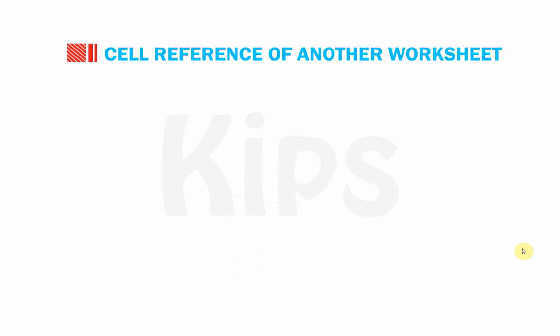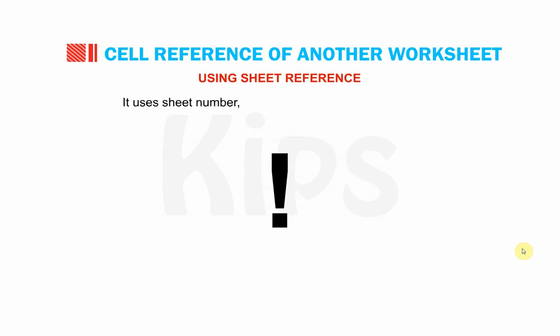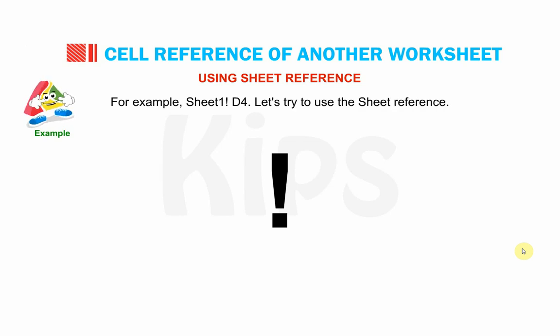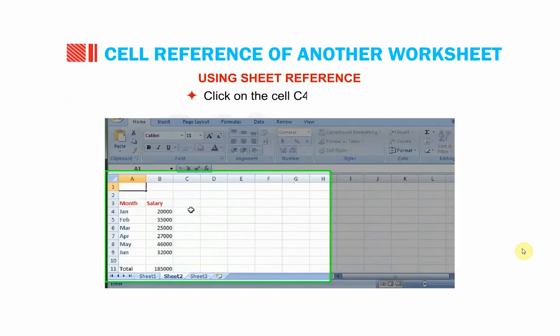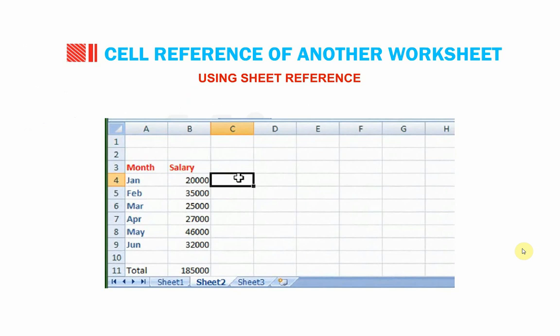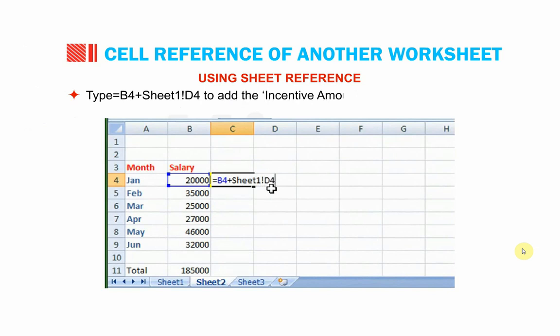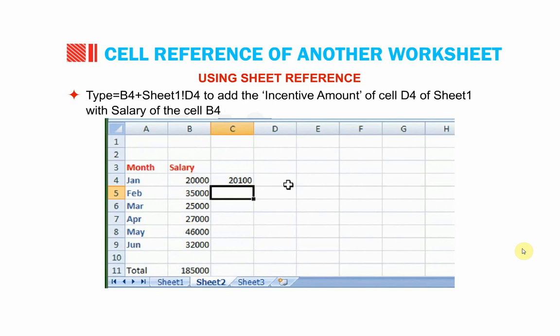The second way is by using sheet reference. It uses sheet number, exclamation mark, and cell address. For example, Sheet1!D4. Let's try to use the sheet reference. Click on the cell C4 of Sheet 2. Type B4 plus Sheet1!D4 to add the incentive amount of cell D4 of Sheet 1 with the salary of the cell B4 of Sheet 2. Press the Enter key.